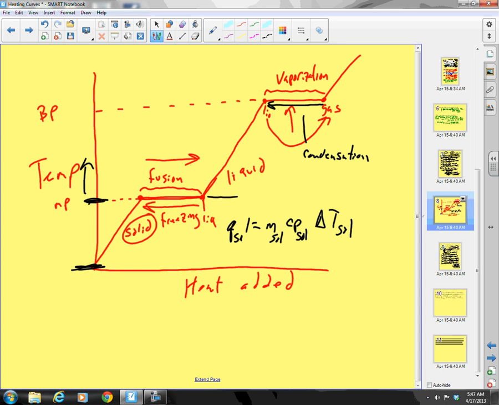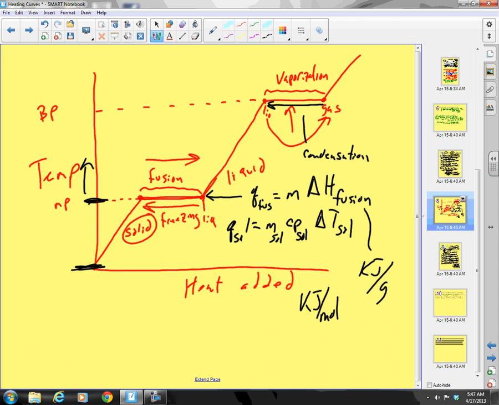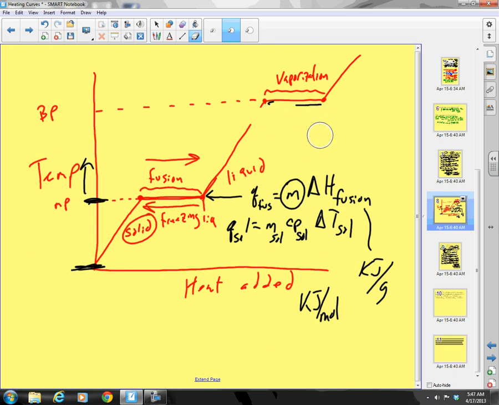Then I have to worry about the Q that goes into fusion, the heat of fusion, right? So how do I get the Q of fusion? Well, that's going to be usually my mass times delta H fusion. Now, we have to be careful because usually for us it's going to be in kilojoules per gram. Sometimes, though, it might be in kilojoules per mole. And if it's in kilojoules per mole, this number has to be moles, not mass. So keep an eye out for that. Let's erase some of this beautiful work of mine and go deeper into this, right?